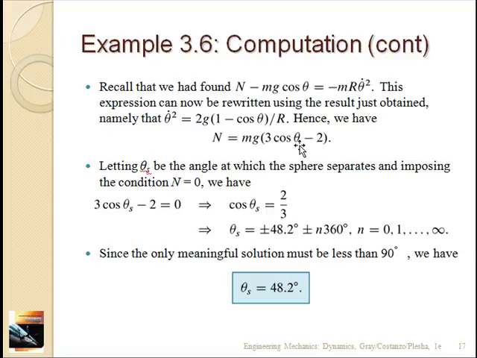And we were looking for when the ball separates. That occurs when n equals 0. So we set that to 0 and solve for theta and let theta s represent that separation angle. So 3 cosine theta s minus 2 is 0. So cosine theta s is 2/3. And so theta s is 48.2 degrees. Okay.